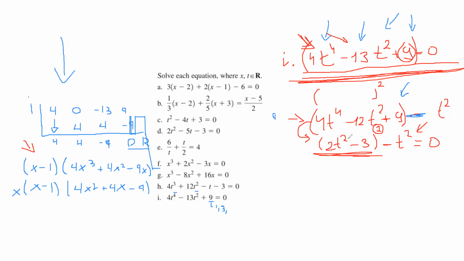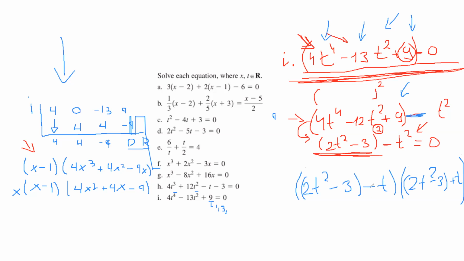And now we have 2t squared minus 3, all squared, minus t squared. Now we can write it as (2t squared minus 3, minus t) times (2t squared minus 3, plus t). Isn't this a difference of squares? Yeah, it is.